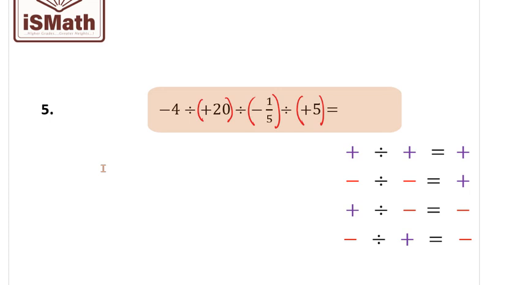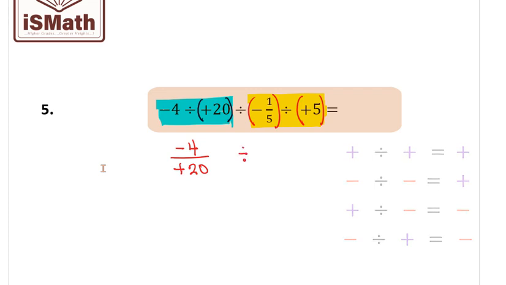So let's start with this. Remember I told you we can segment this and treat them one by one. So I can first look at this and treat this as one, and then treat this as another one, and later I can combine both of them. So that's what I'm going to do. Minus 4 divided by plus 20, I can rewrite that as minus 4 divided by plus 20, right? And this will be divided by minus 1 over 5.